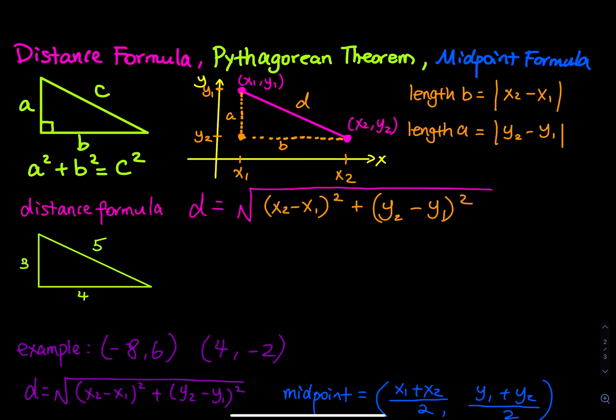Let me use the Pythagorean theorem to introduce the distance formula, and then I will also talk about the midpoint formula. So let's start from the left. We have a right triangle. By the way, the Pythagorean theorem works for right triangles only.